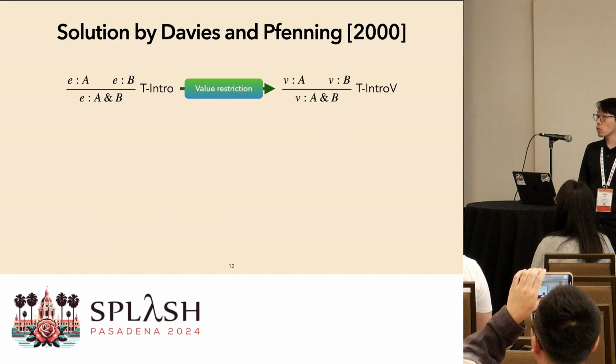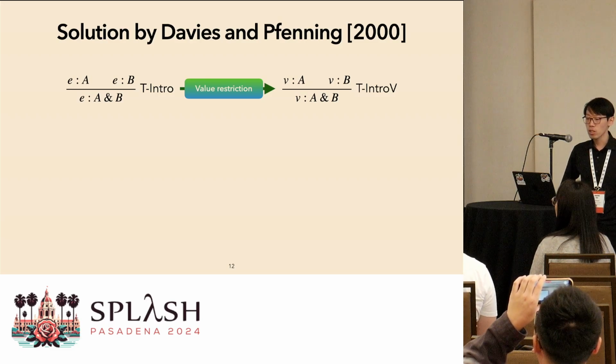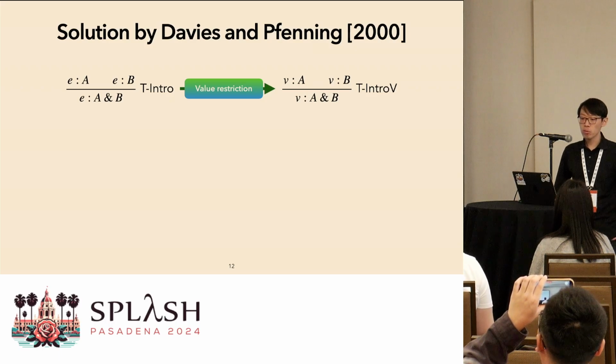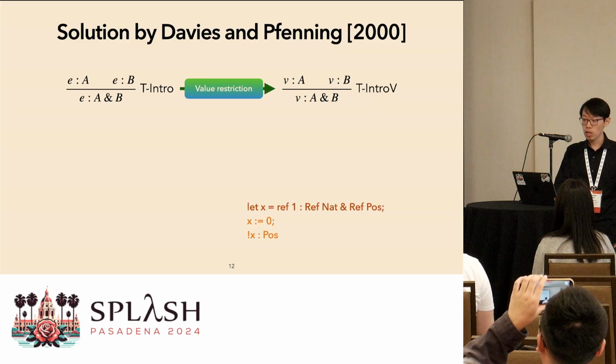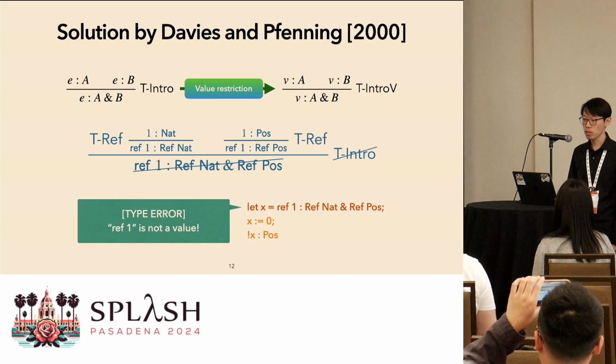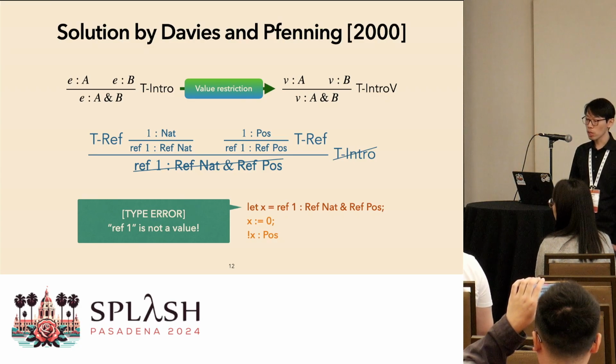Actually, it's a well-known problem, and the solution was proposed by Davies and Pfenning, who impose a value restriction. If you are familiar with OOPSLA, you may have seen a similar version of that value restriction, but this time it is to make sure that the reference does not introduce type unsoundness. Here, we can see ref 1 is not a value, so you cannot type a non-value with an intersection type. So it's forbidden.